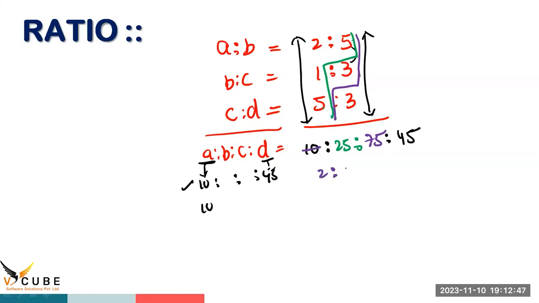So 5 2s are, and 5 5s are, again 5 1s are, and again 5 5s are. Okay, next 5 9s are. Any more cancellation? No. So the final answer is 2 is to 5 is to 15 is to 9. That is the final answer. Clear, all of you?